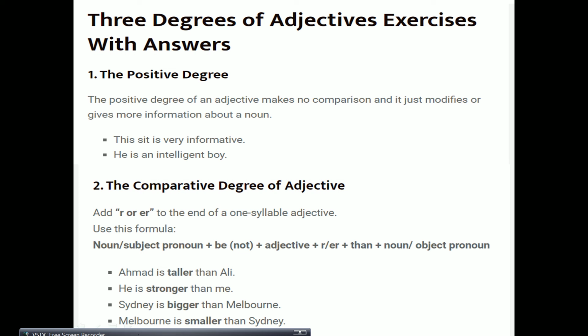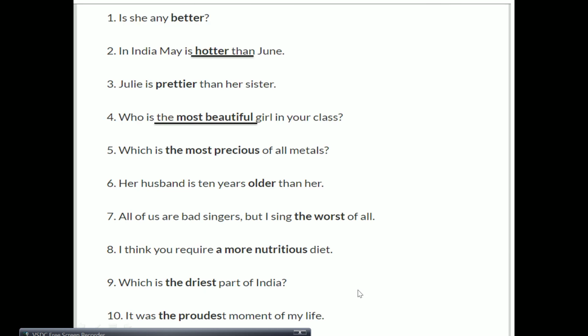It can also be used in questions. Is she any better? So here, comparison is in which thing? Comparison is between the time. Is she any better now than before? So logically you should think like that. In India, May is hotter than June. Comparison between May and June. Julie is prettier than her sister. Comparison between Julie and her sister.